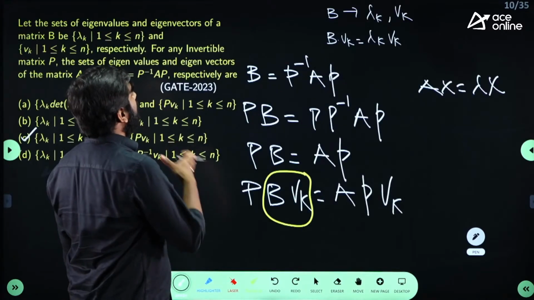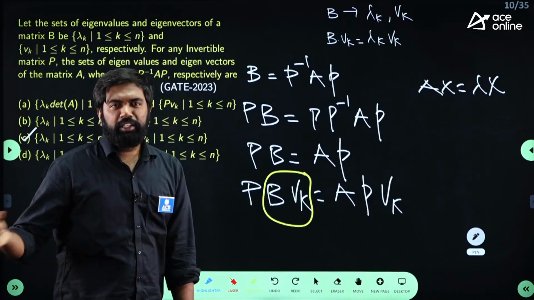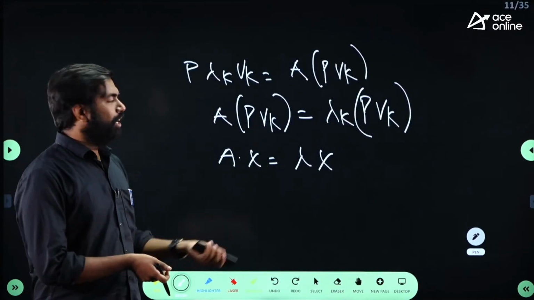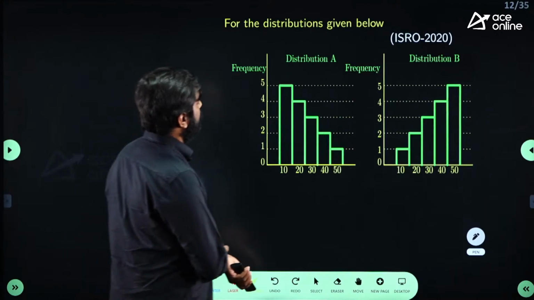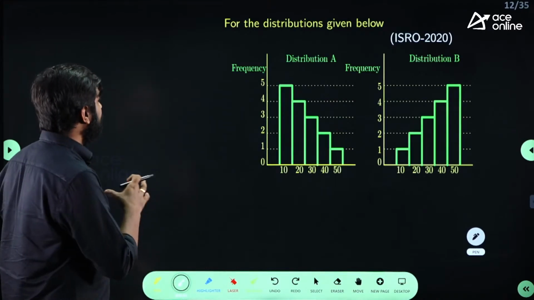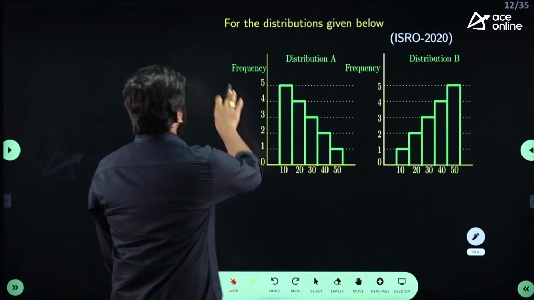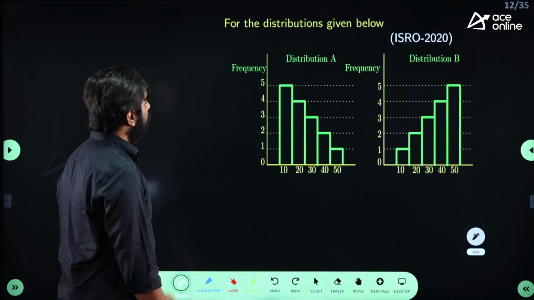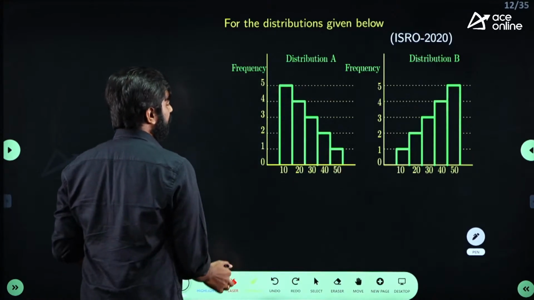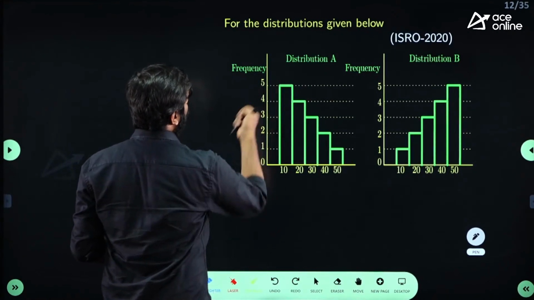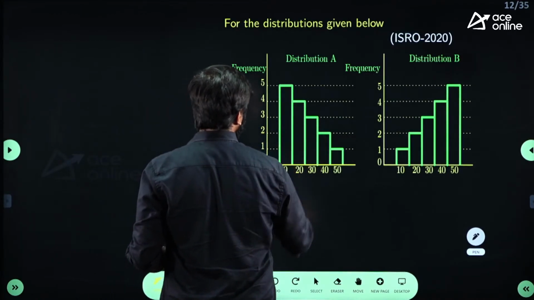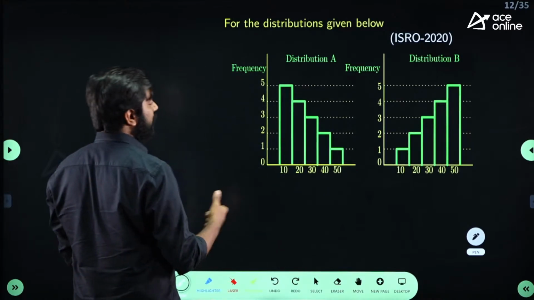So these were typical questions that were asked in our recent GATE. This will definitely give you some confidence. Now let's look at some typical ISRO questions, because you are all seriously preparing for the upcoming ISRO examination. So I have taken some typical questions. For the distributions given below, there is a distribution A, there is a distribution B. Various values are given. For example, the observation 10 is repeating 5 times, the observation 20 is repeating 4 times, 30 is repeating 3 times, 40 is repeating 2 times, 50 is repeating once.